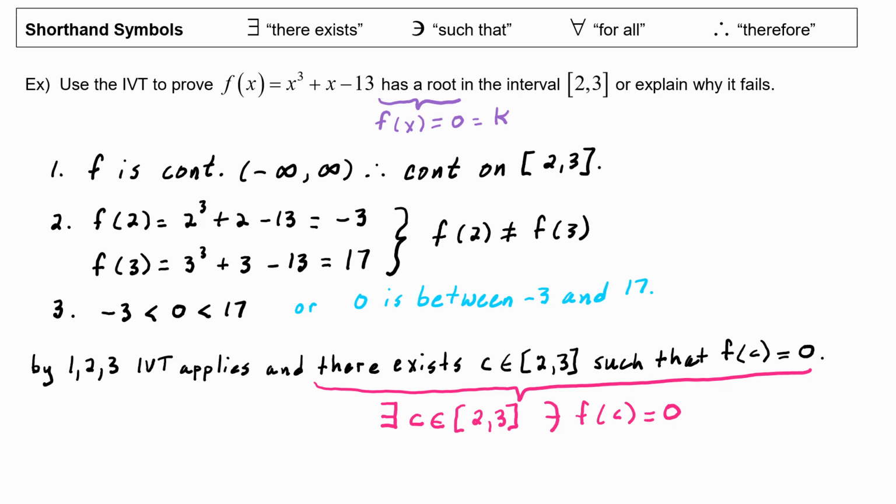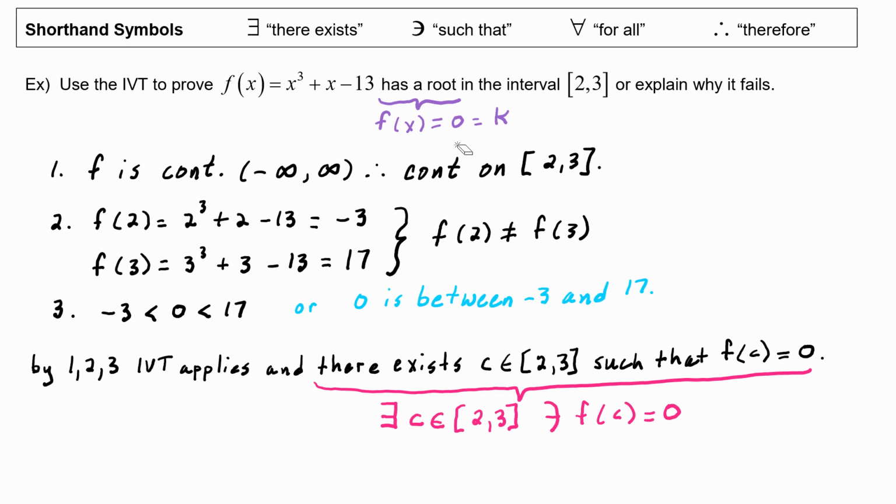And you are welcome to write out your conclusion using words, or you can write it out using the symbols. Either way is good. So let's make sure you understand what happened in this proof. We had to show that the function had a root, meaning that the y value equaled 0 somewhere.